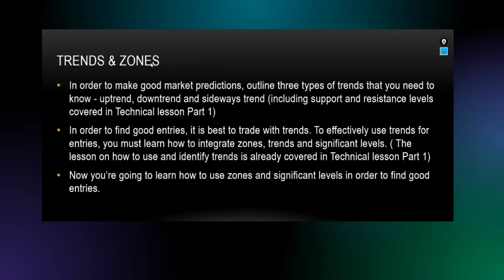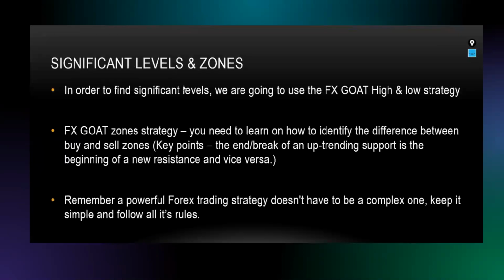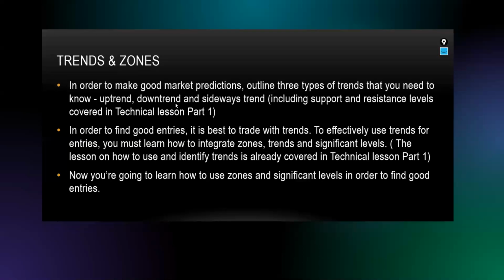So trends and zones. Just exactly like I said, we need to use trends and zones. These zones are areas of support and resistance, and these trends are either bullish or bearish. Okay, so in order to make good market conditions, outline 3 types of trends. You've got an uptrend, a downtrend, and a sideways trend. So it's either consolidation, bearish, or bullish. Okay, and this was all covered in technical lesson part 1. And it's important to have the basics right before you guys try complicate everything further.